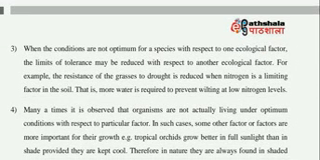When the conditions are not optimum for a species with respect to one ecological factor, the limits of tolerance may be reduced with respect to another ecological factor. The resistance of the grasses to drought is reduced when nitrogen is a limiting factor in the soil. More water is required to prevent wilting at low nitrogen levels.